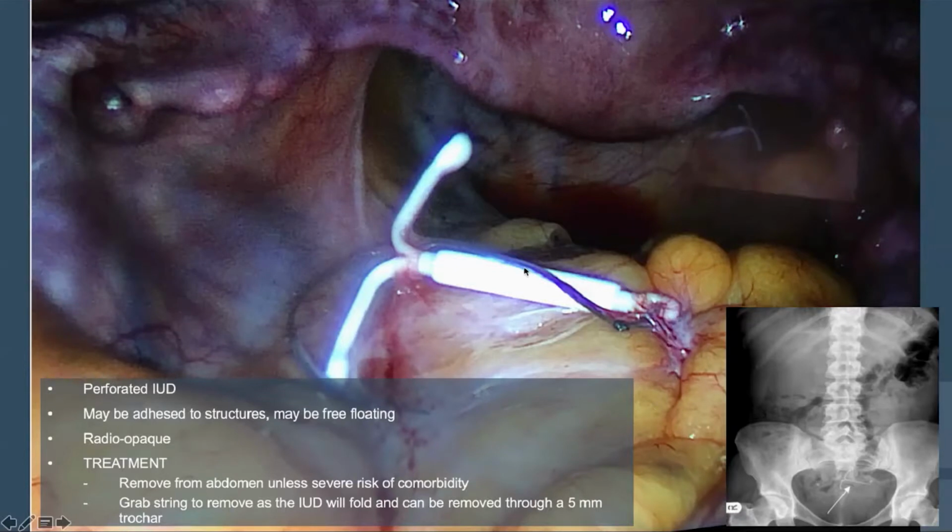If you see one of these sitting in the pelvis, here's a perforated IUD. Sometimes they're just sitting there, free floating. Sometimes they're adhesed to structures. These are radio opaque, but of course, if you're seeing it, you probably don't need X-ray to find it. Just go ahead and remove this from the abdomen, unless there's a severe risk of comorbidity by where it's adhesed, but it's worth removing these. Grab this by the end of the string. The upper arms, those thinner portions, will just fold down and they can be removed through a 5mm trocar easily.